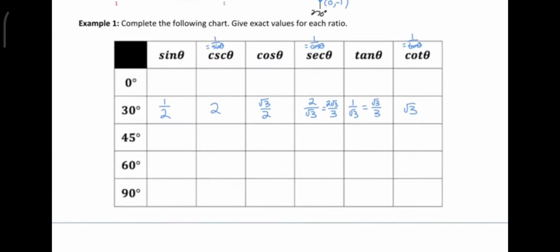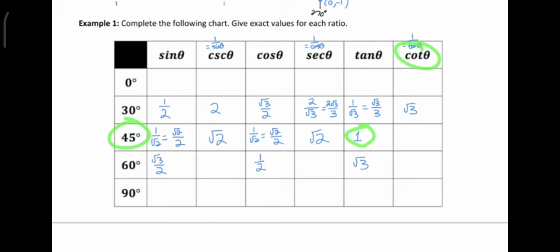I know you're probably good at getting the primary trig ratios, sine, cosine, tangent, for these special angles. So I'm just going to give you those, and then we'll practice writing the reciprocal trig ratios. All right, now that I've given you the primary ratios for 45 and 60, let's write the reciprocal ratios. So cosecant of 45 is equal to the reciprocal of the sine ratio of 45. So I have to flip 1 over root 2, and it becomes root 2 over 1, which is just root 2. The same thing happens for secant of 45, and then cotangent of 45.